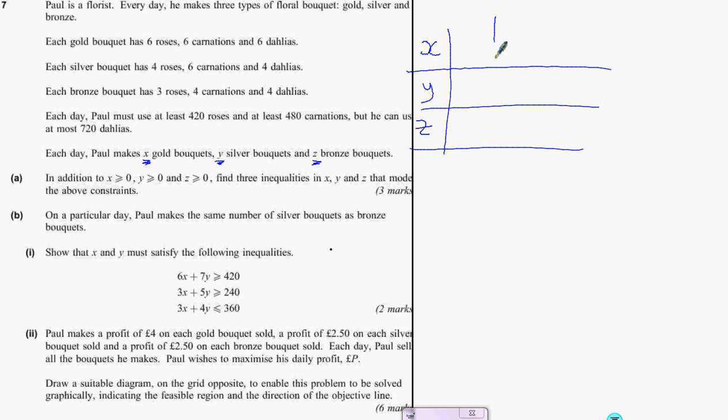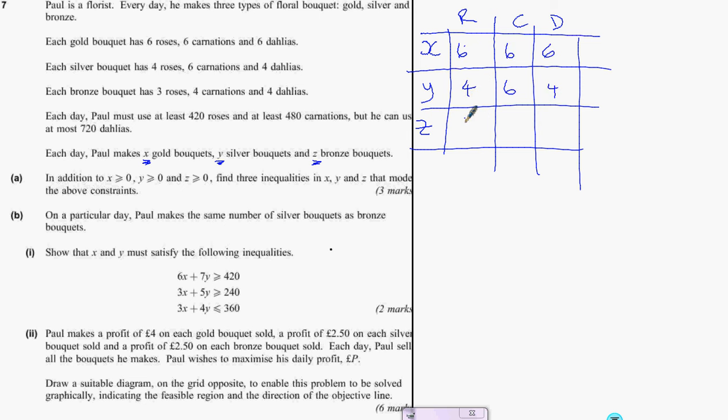for this information. So X, Y, Z, and we know we're going to put in roses, carnations and dahlias. Each gold, which is X, has 6 of these, 6 of these, 6 of these. Next one, 4, 6, 4. Next one, 3, 4, 4. Now, this is the sneaky bit.